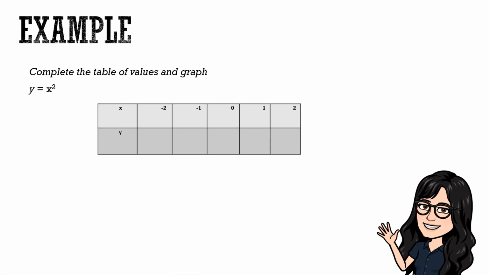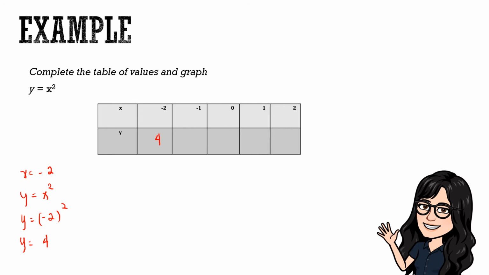Complete the table of values and graph. To complete the table of values, we will just simply substitute one by one the values of x to get each value of y. So let's have negative 2. If x is equal to negative 2, what is the value of y? We will rely on the original given equation, which is y equals x squared. Let's substitute x by negative 2. So we have y equals negative 2 squared. Multiplying negative 2 by negative 2 will give us a product of positive 4.